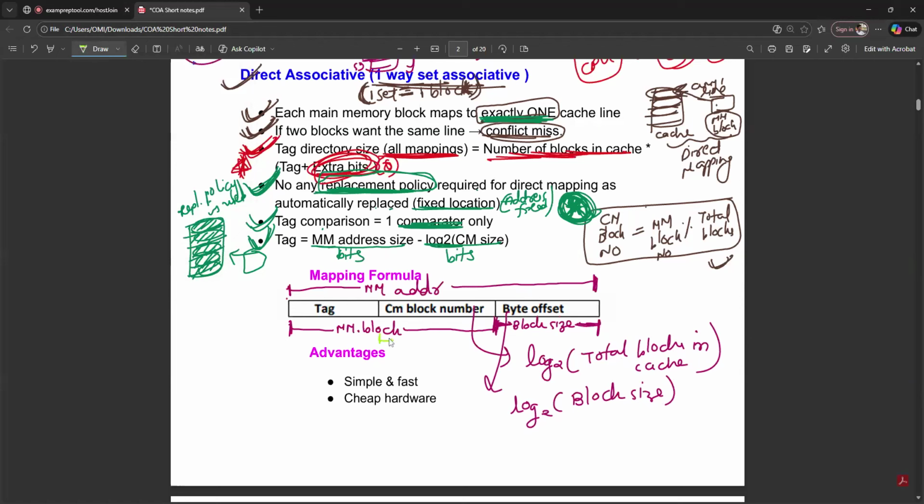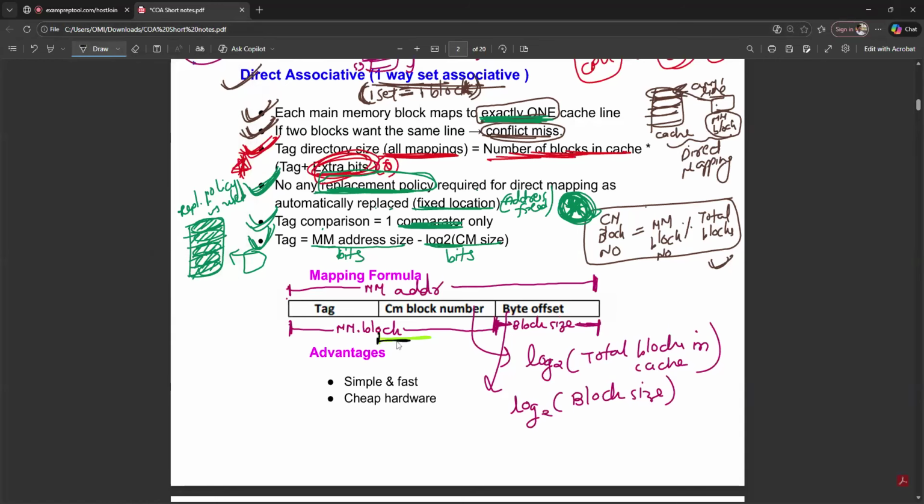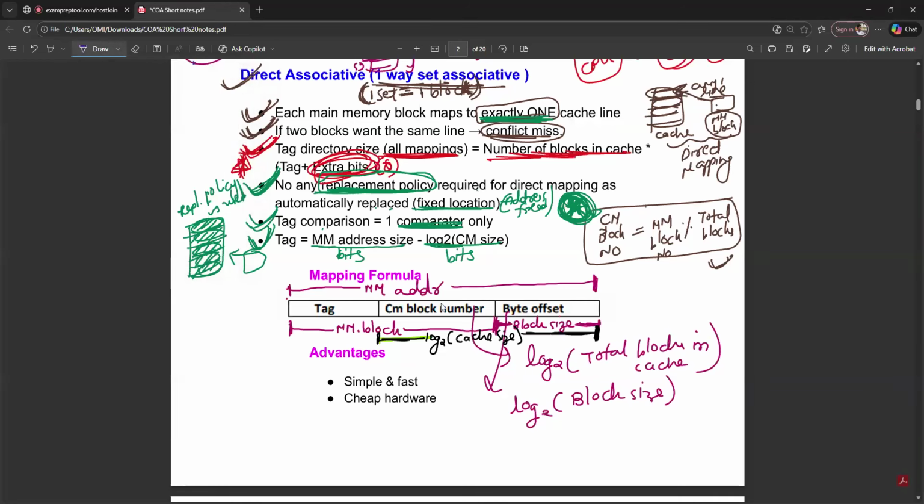Also, this is the cache memory size. Here this part is log of cache size. If cache size is given, these bits are the cache size. So please take care of this diagram and this mapping formula, and what the different parts contain. If they ask in a question, you can easily answer.